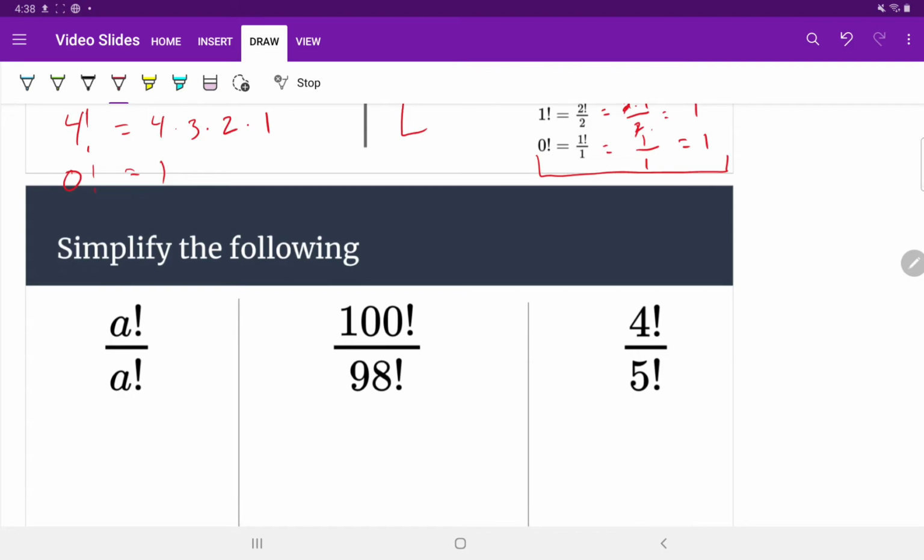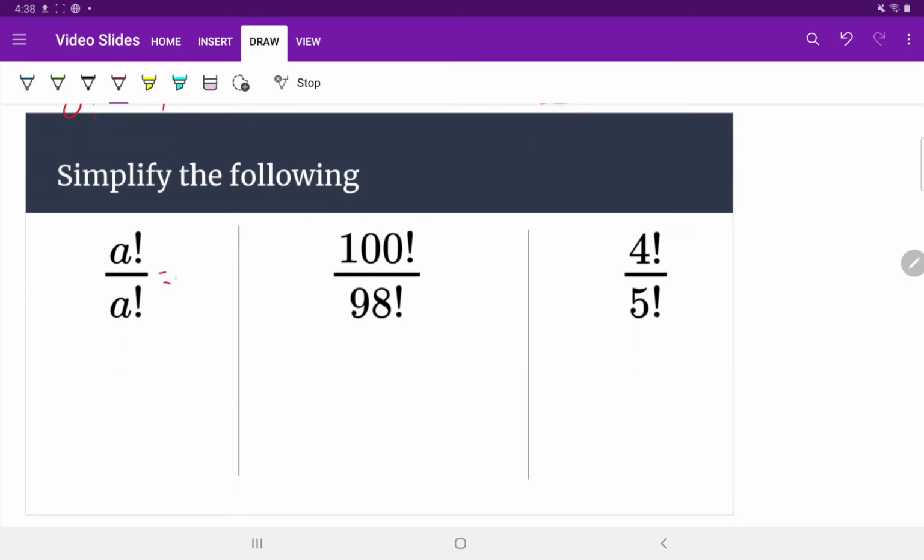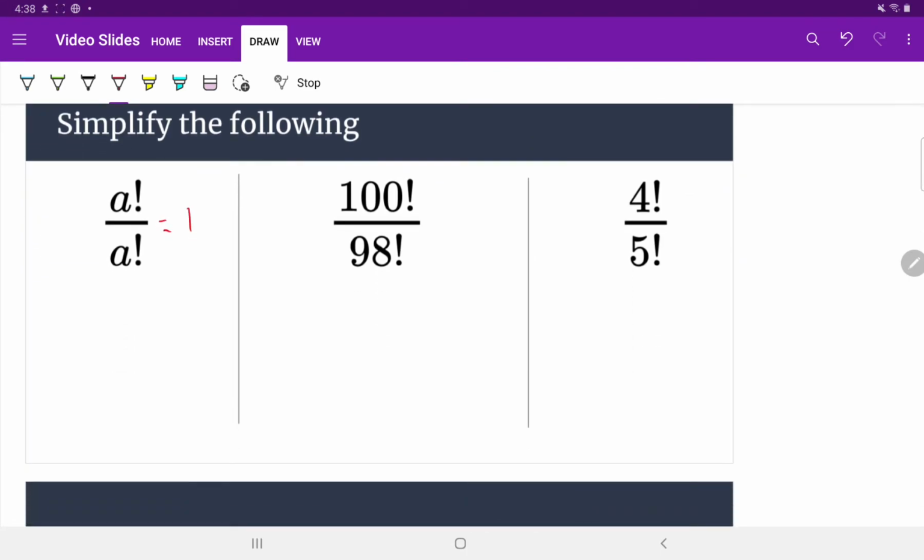So just a couple of algebra things here in terms of manipulating and simplifying factorial expressions. If you have a factorial over a factorial, that evaluates to 1. And this holds true for any factorial. So let's say I have any factorial over any factorial, like a minus 7 factorial over a minus 7 factorial. That also evaluates to 1, okay? Which is going to become important to us as we do later questions.